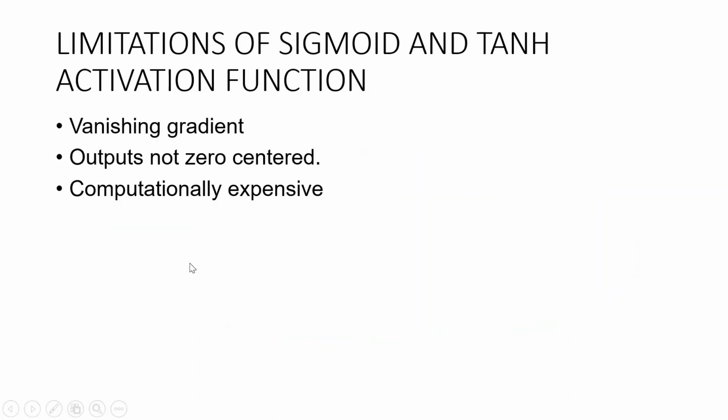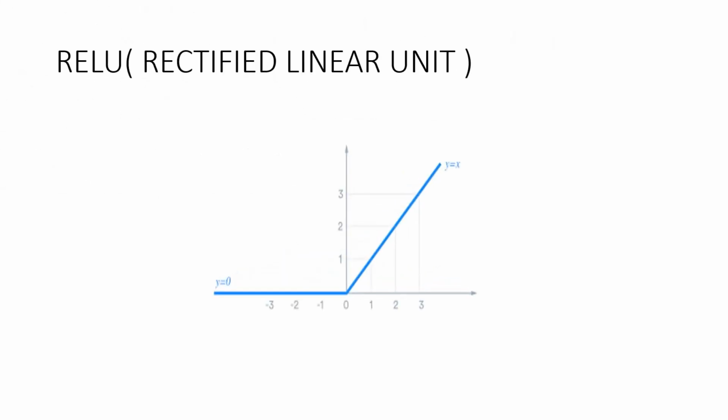See, these are the limitations of sigmoid and tanh activation function. Vanishing gradient, outputs not zero centered, computationally expensive. The ReLU is the most used activation function in the world right now, since it is used in almost all the convolutional neural networks or deep learning.